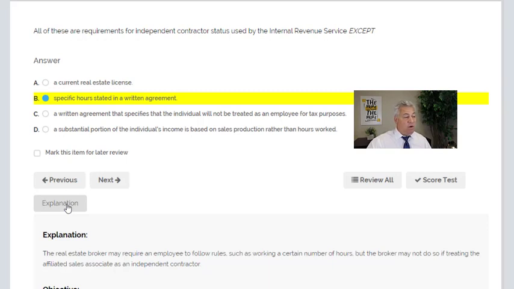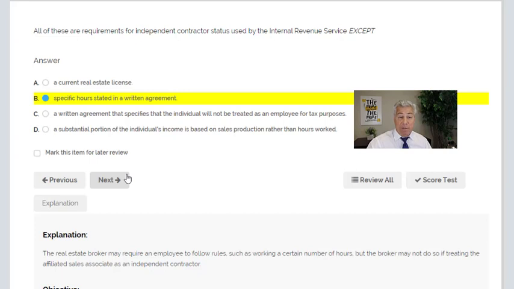The real estate broker may require an employee to follow rules, such as working a certain number of hours, but the broker may not do so if treating the affiliated sales associate as an independent contractor. By treating you or calling you an independent contractor, your broker can't tell you that you have to work these hours, wear a tie every day, or be at the sales meeting this Thursday. They can't tell you these things because you are an independent contractor, much like the subcontractor in the construction business.